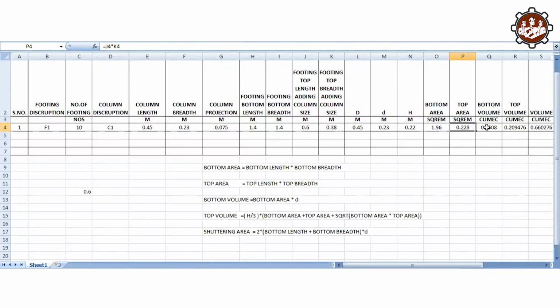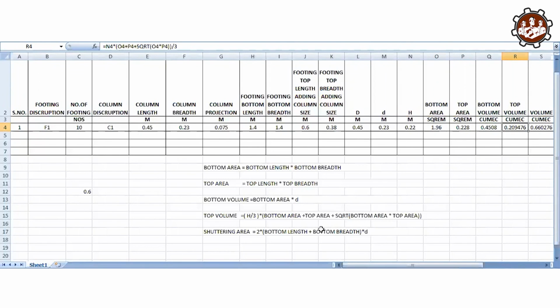After this we calculate the bottom volume. To calculate the bottom volume, we have a formula, bottom area into depth. Okay, so we already calculated the bottom area and multiply by the small d, so we get the bottom volume. After this we calculate the top volume. Okay, for the calculation of top volume, that is the tapered section.